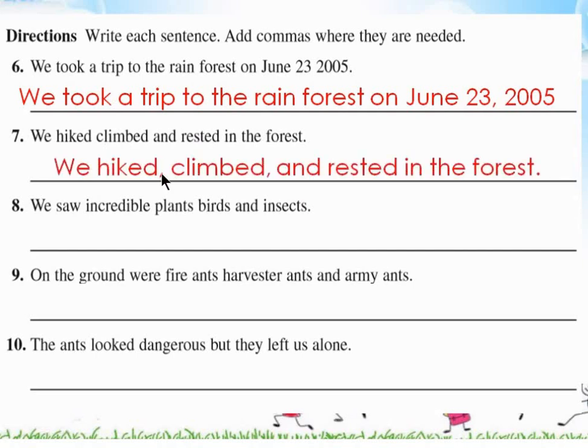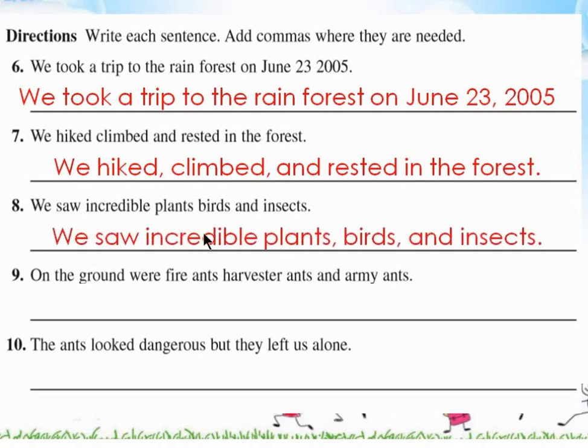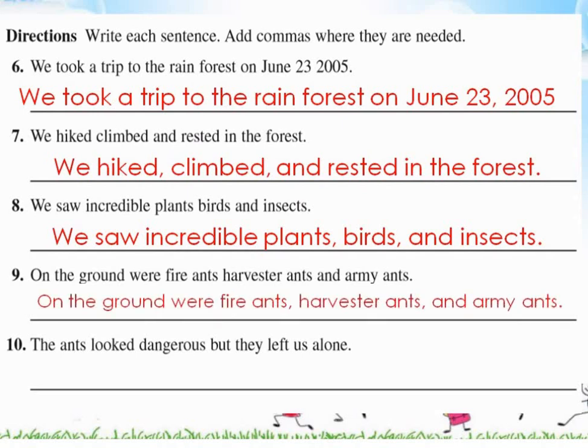We must put the comma after this and after this word. Number 8. We saw incredible plants, birds, and insects. Okay, so the comma must be after the word plants and birds. Number 9. On the ground were fire ants, harvester ants, and army ants. So you have different kinds of ants here. Where are we going to put the comma? Okay, after the word ants.